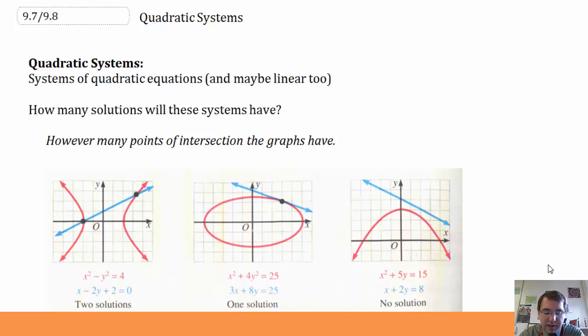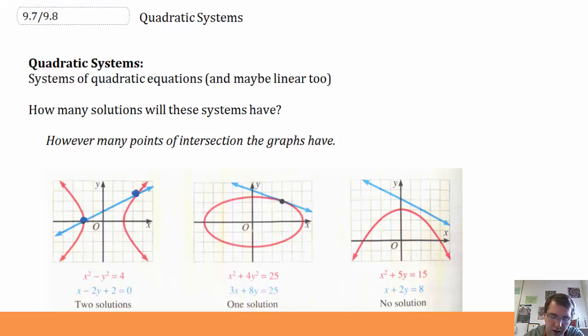How many solutions will these systems have? Well, however many points of intersection the graphs have. So I've got three examples here. The one on the left, that blue line, which is x minus 2y plus 2 equals 0, and that hyperbola in red, x squared minus y squared equals 4, that system of equations has two solutions. The 2 points where those two graphs intersect. Right there and right there.